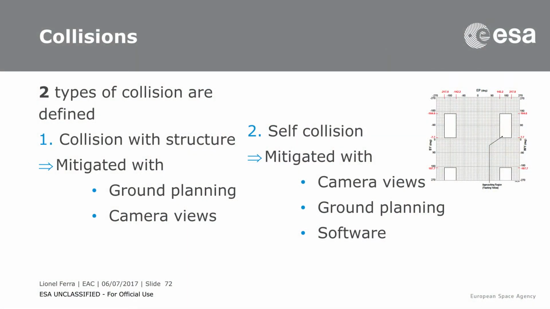Also, during training and during flight, the crew and the ground have to avoid any collision. Of course, we mitigate these kinds of collisions by doing good planning and having the proper camera view. So if you always have a good camera view, you will know whether you are colliding or not. And either you have a collision with structure, so you move your arm too close to any kind of structure, but also the arm can auto-collide with itself. It's like if you are scratching your shoulder, that's an auto-collision, actually.